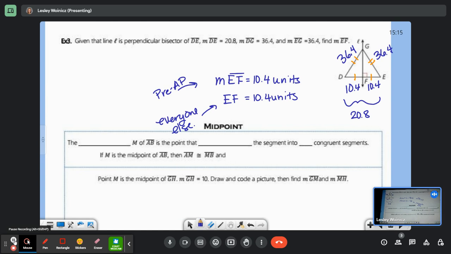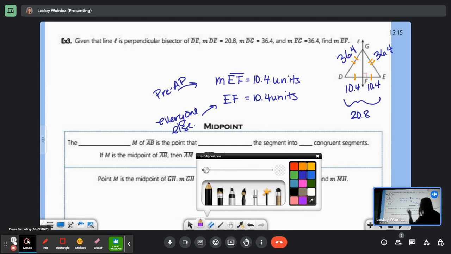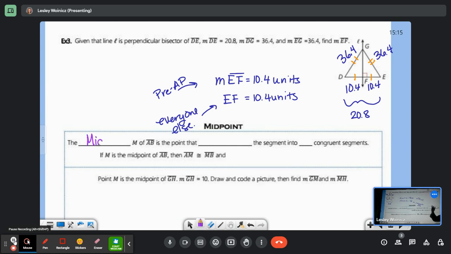All right, midpoint. The midpoint, M, of segment AB is the point that bisects. We know that means chops in half. The segment into two congruent segments. If M is the midpoint of AB, then AM is congruent to MB. So let's draw a little picture. Here's my AB. Okay, M is the midpoint. So these two are congruent to each other.